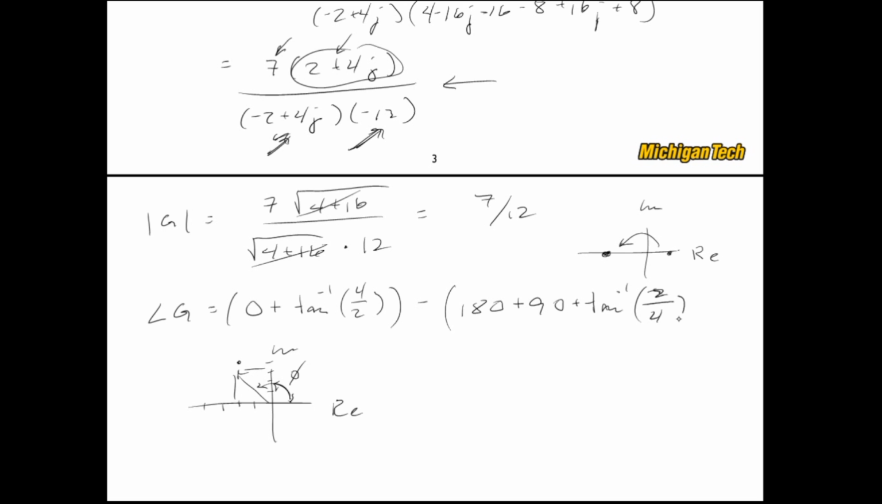2 over 4. There it is. And if we go through all the math here, we'll get negative 233.1 degrees. Boom. There it is, straight math. Just remembering that the magnitude is the magnitude of the numerator divided by the magnitude of the denominator, and the phase angle is the phase of the numerator minus the phase of the denominator.